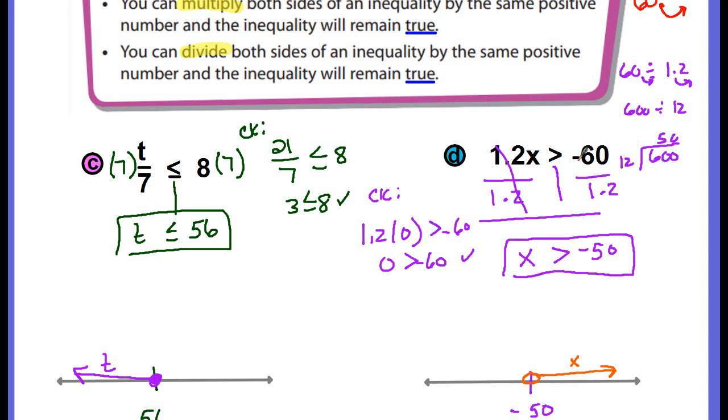And think about your integer rules. A negative divided by a positive is a negative. Be very careful, don't forget that. So our solution is x is greater than negative 50. How did you do on that one? If you have questions, please ask your teacher. And then this is the graph of what your solution set should look like.